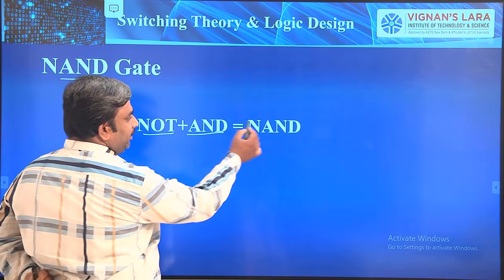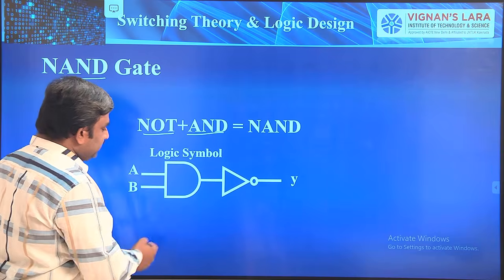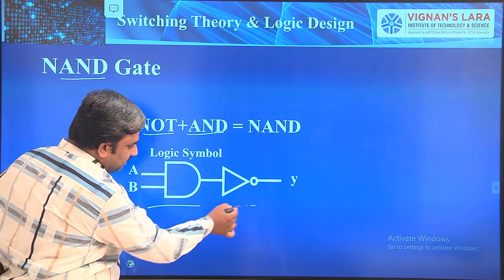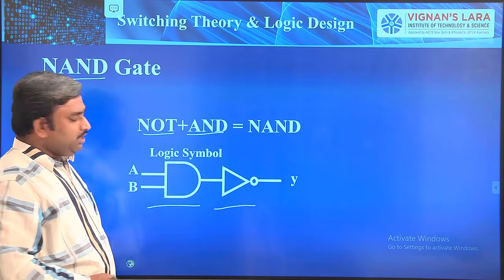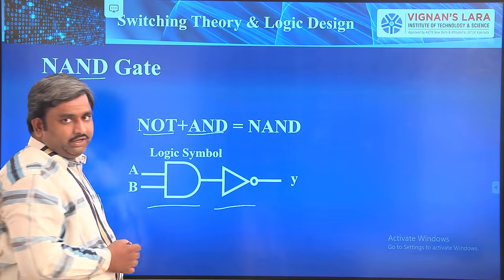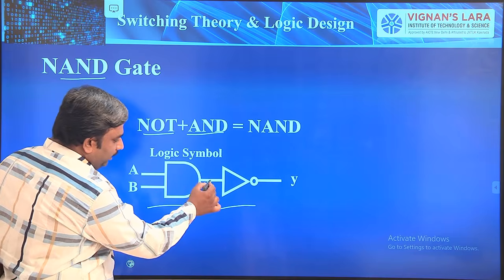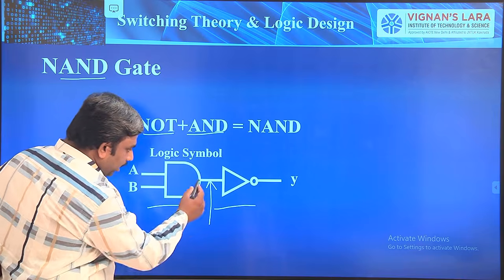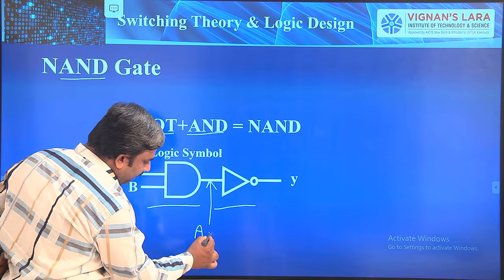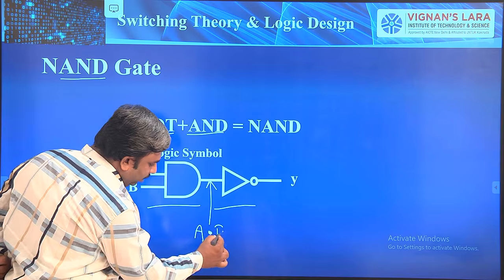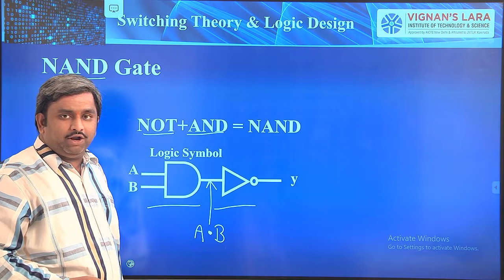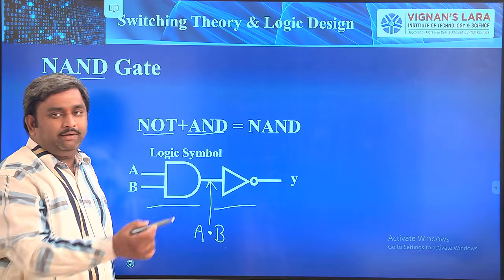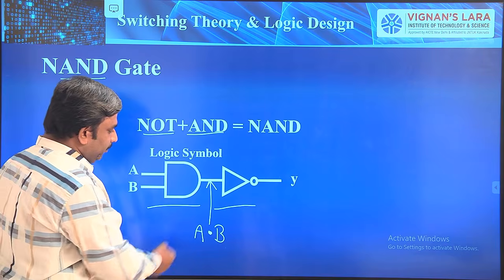So NOT plus AND is equal to NAND. This is the AND gate symbol and this is the NOT gate symbol. So what is the output of this AND gate? The AND gate output is A logical AND B, written A dot B. A dot B means A logical AND B. So this is the output.